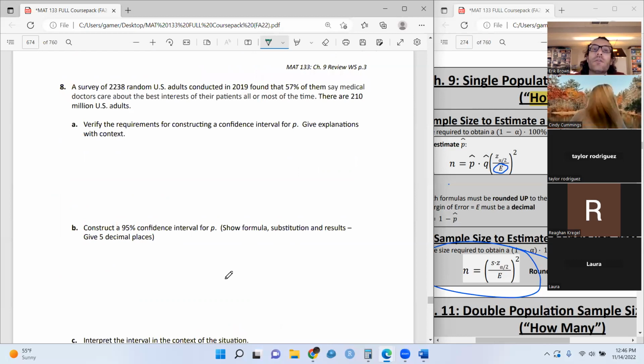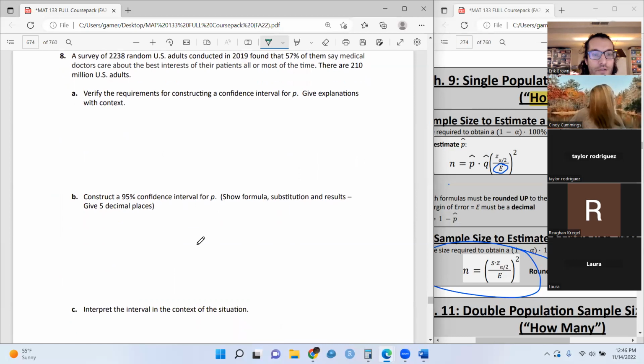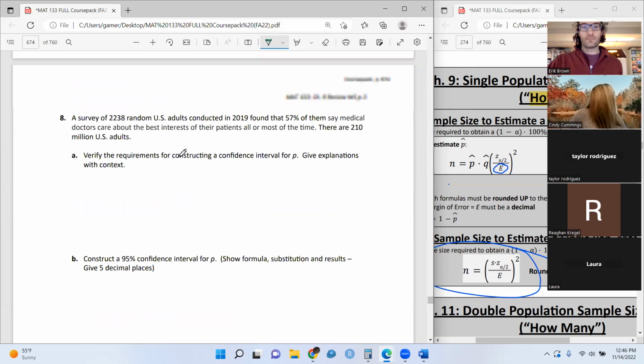So let's do 5 minutes on 8 and let's see how far you get. Set a timer, 5 minutes. I'm saying go to page 674 and try that for 5 minutes.